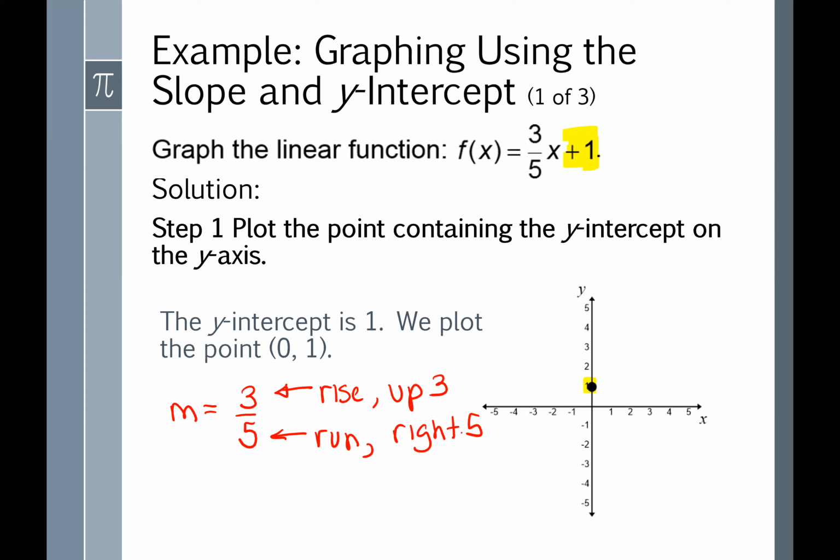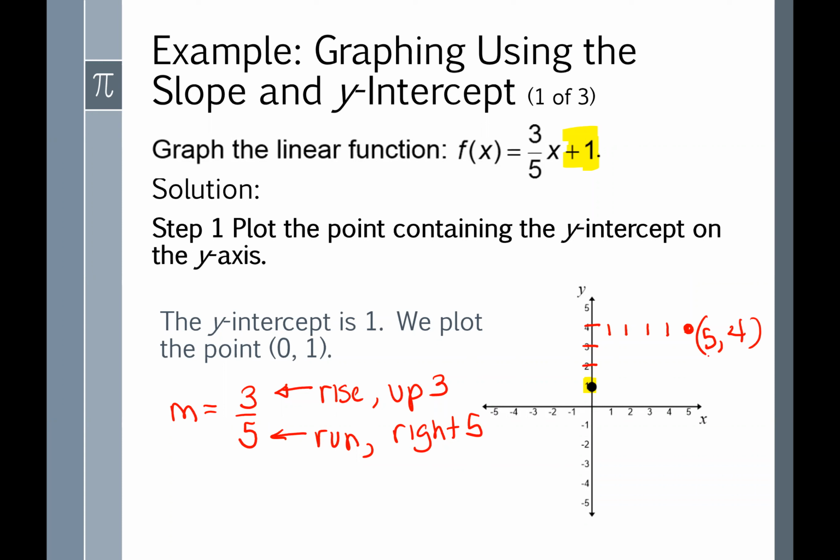So we're going to go up 3, 1, 2, 3. And then we're going to go to the right 5, 1, 2, 3, 4, 5. So we're going to end up right there. And that point is going to be 5 because we've moved to the right 5 from the y-axis. And its y-coordinate's going to be, well, we started at 1 and we went up 3. So we're going to end up at 4.